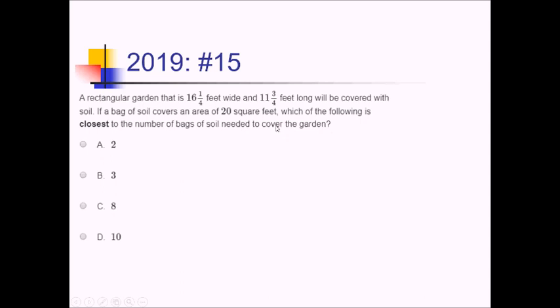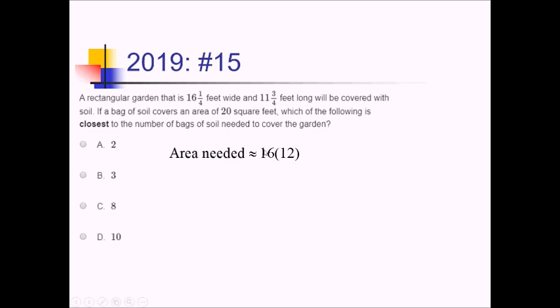Well, in general, if you're looking for the closest number of bags, you don't want to go too much further than just rounding to the nearest whole number. Let's do that and see what happens. So 16 1/4, we'll call that 16. 11 3/4, we'll call that 12. So estimating the total area needed would be about 16 times 12.